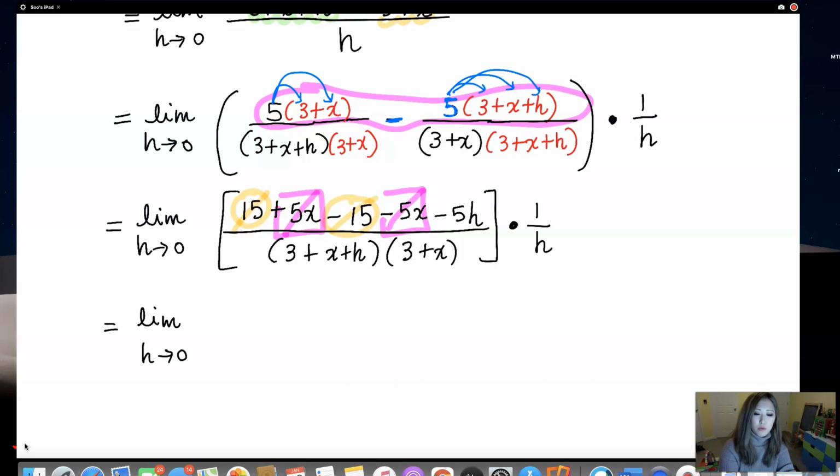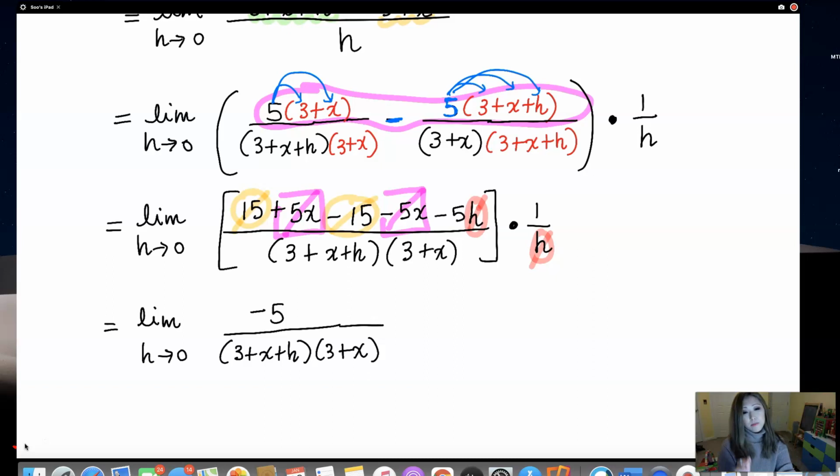And also, just so that I want to save a line, I don't want to write this down one more time. Do you notice that there is h on top of the fraction? Hold on. H over here and h in the bottom, right? So that's h over h. So I can cross those out too. So finally, the only thing left on top of the fraction, what's that going to be? What's the only thing left? It is going to be negative 5. Everything else got canceled out. All over 3 plus x plus h times 3 plus x. Now this is simplified enough.